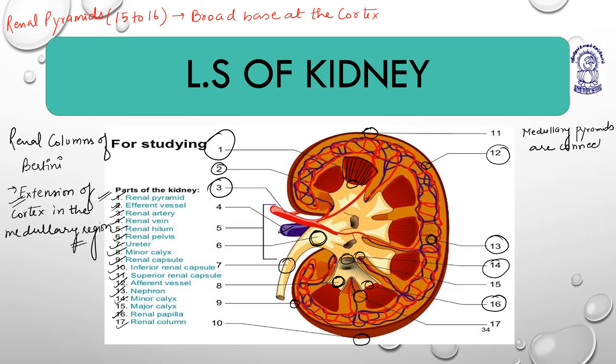They are connected with minor calyx. Around 7 to 13 minor calyx. The minor calyx lead into the major calyx.